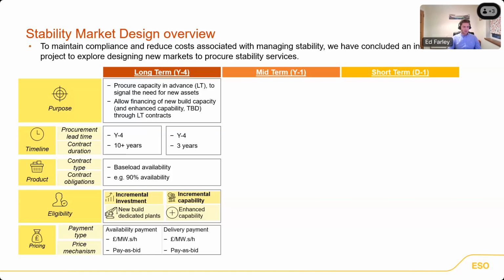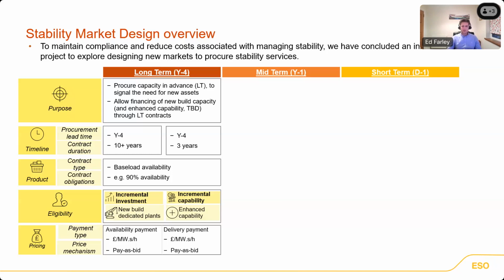As I mentioned, it was designed that they would run at the year-4 stage to provide sufficient notice for the market to be able to tender, build, construct, commission, and then eventually go live. So for these assets.